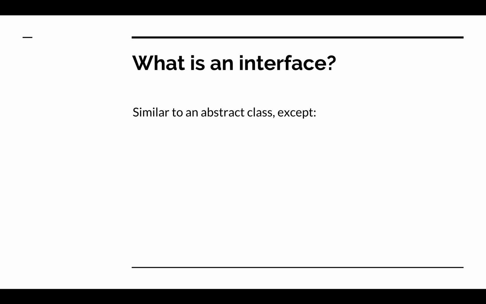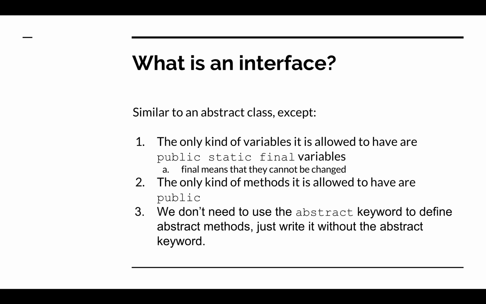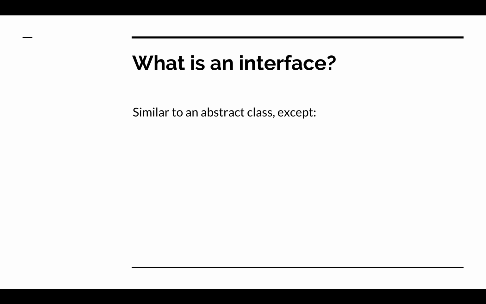What is an interface? It's similar to an abstract class. Let's start with that. So there are 6 differences. Okay? So it's similar. Everything is the same except for these 6 things.